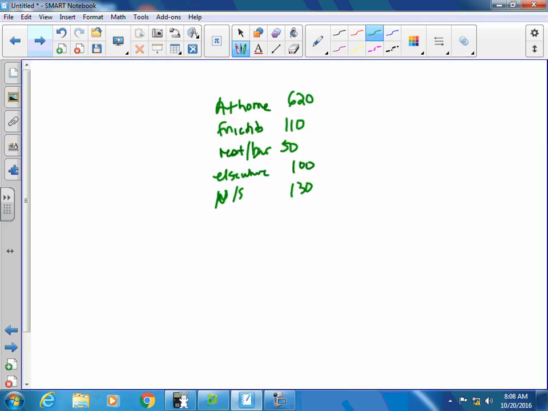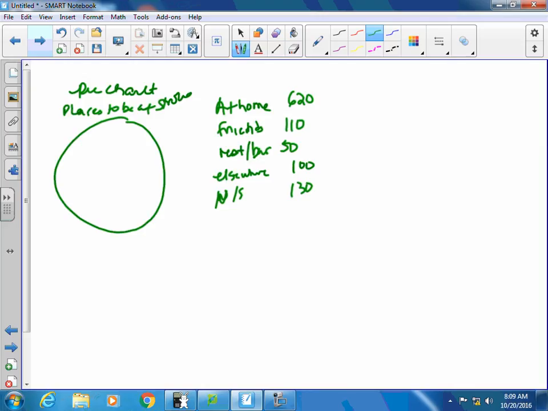I want to make a pie chart. I want to make a circle graph, a pie chart. This is a survey that U.S. adults were asked, where would they be at midnight when the new year arrived? Okay, places to be at midnight. At the stroke of midnight. How should I start my circle graph, my pie chart? Just put those numbers on there.